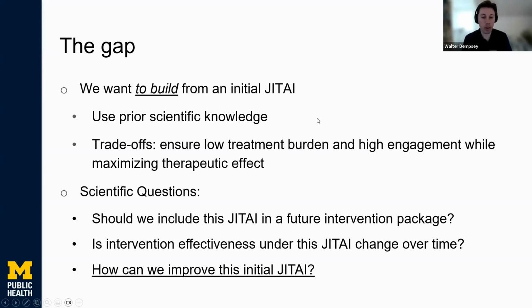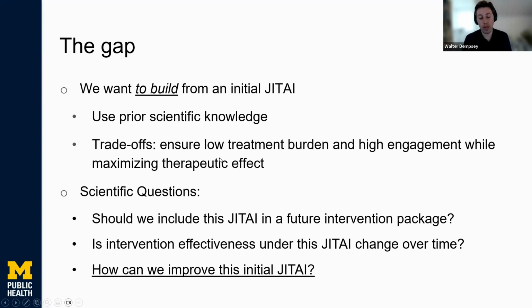So a priori, what we often need to do when we're thinking about a JITAI is think about, for this particular population, in this particular setting, what is an average number of treatments per day that we think the population could tolerate? And that will guide the initial JITAI.